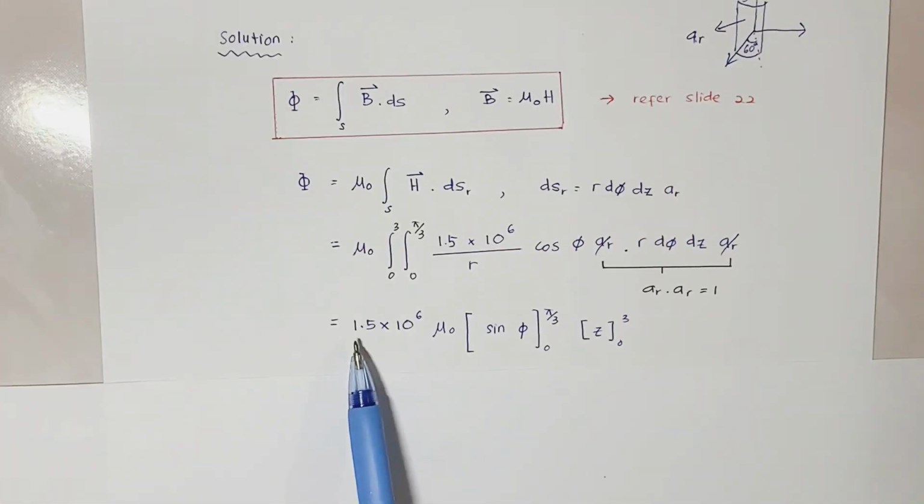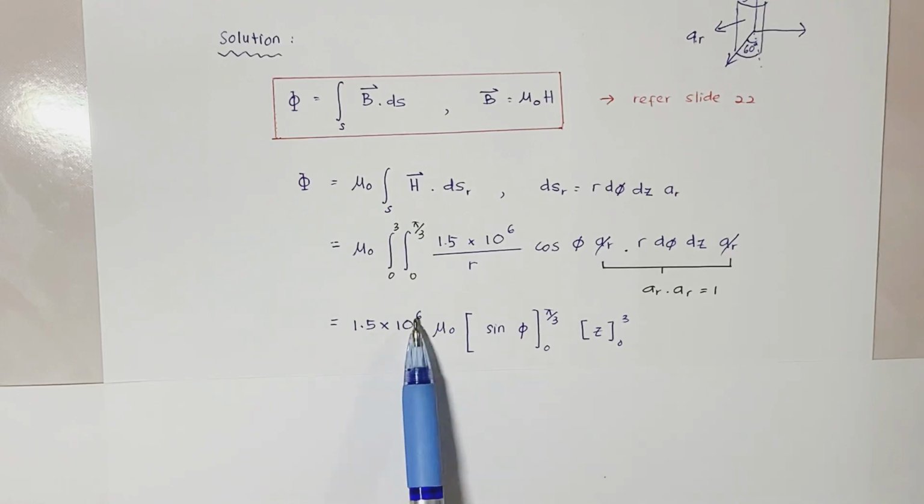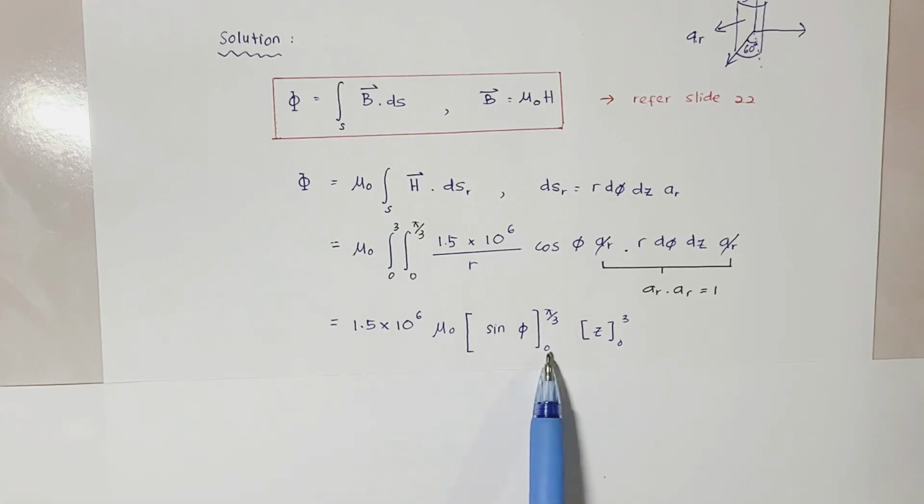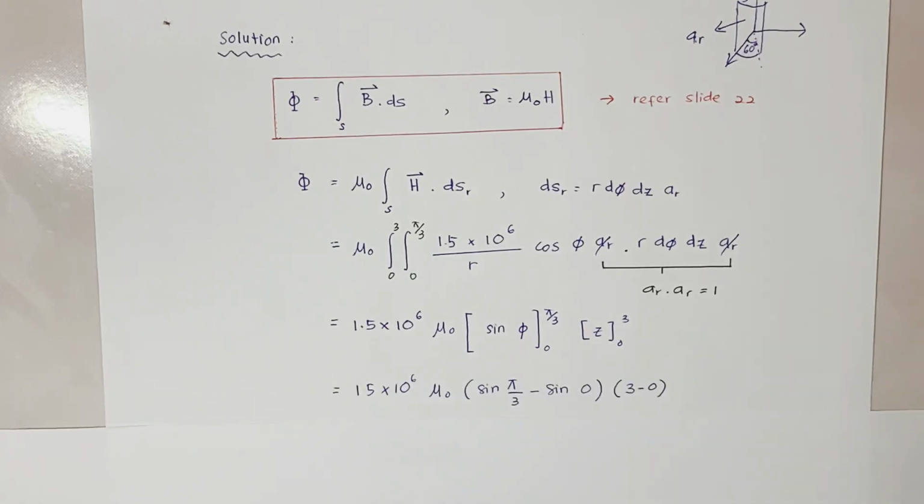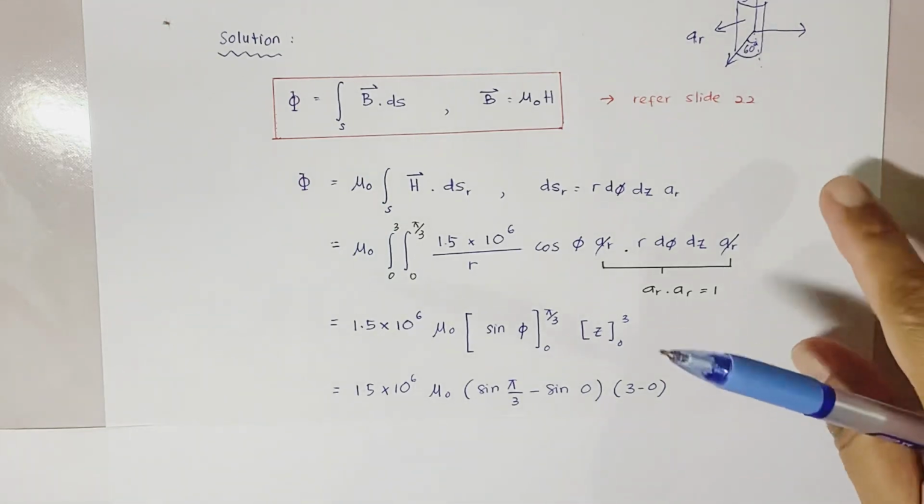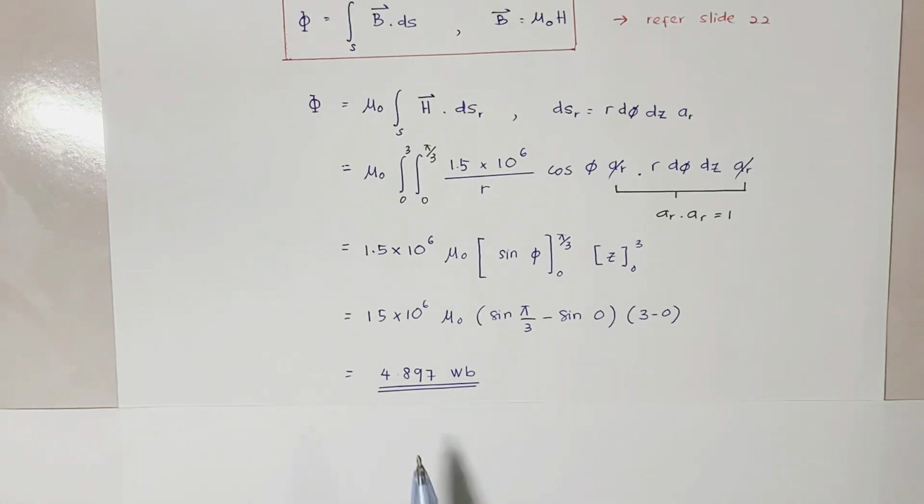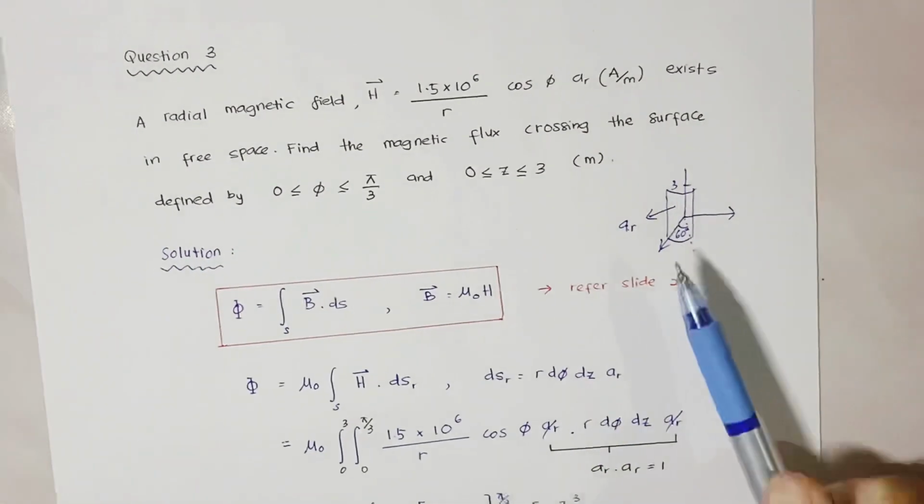So you will get 1.5 times 10 to the power of 6 mu naught sine phi, okay, 0 to pi over 3, and Z 0 to 3. And then solve the integration. You will get like this. And just use your calculator, and the answer is 4.897 Weber. So 4.897 Weber is the magnetic flux crossing the surface here.